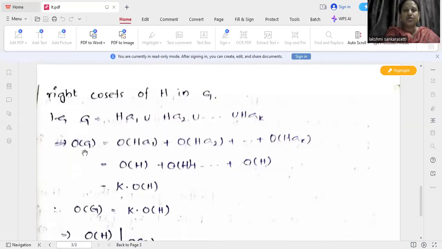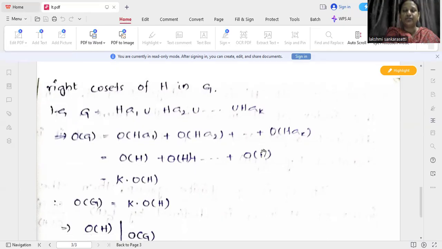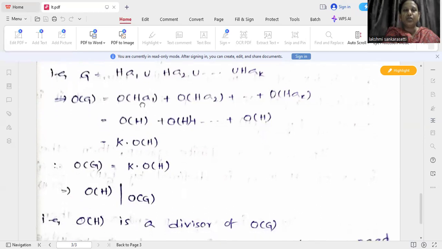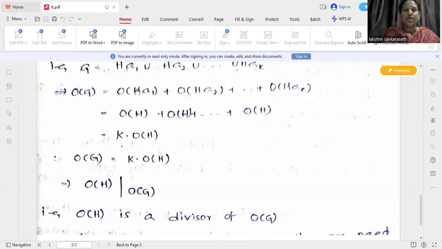If we take the order on both sides, we can decide the number of elements in G. The order of G, meaning the number of elements in G, is equal to the number of elements in Ha1 plus the number of elements in Ha2, and so on, plus the number of elements in Hak. From the above, we already said that there is a one-to-one correspondence between any two right cosets. So the number of elements in Ha1 is equal to the number of elements in the right coset He, which is nothing but H. So the number of elements in Ha1 equals the number of elements in H because of the one-to-one correspondence between any two right cosets.